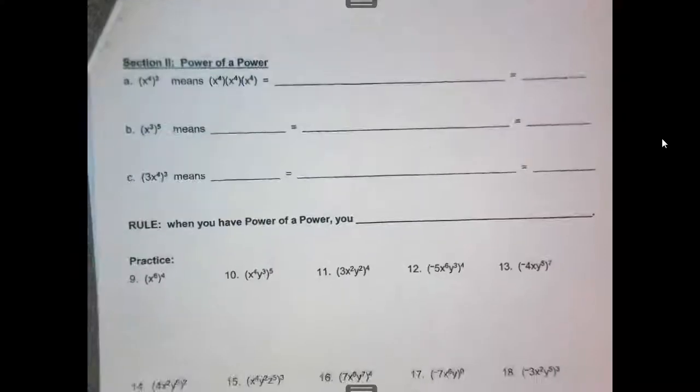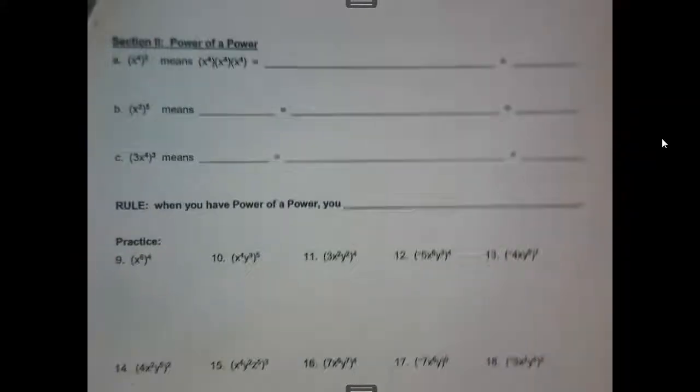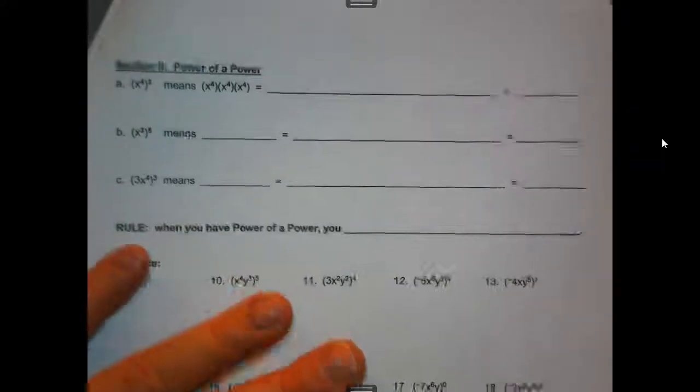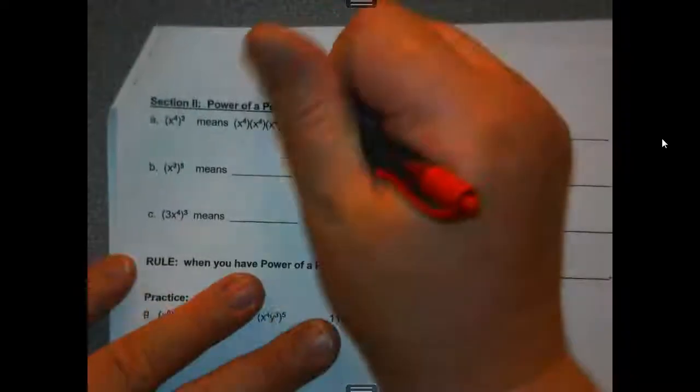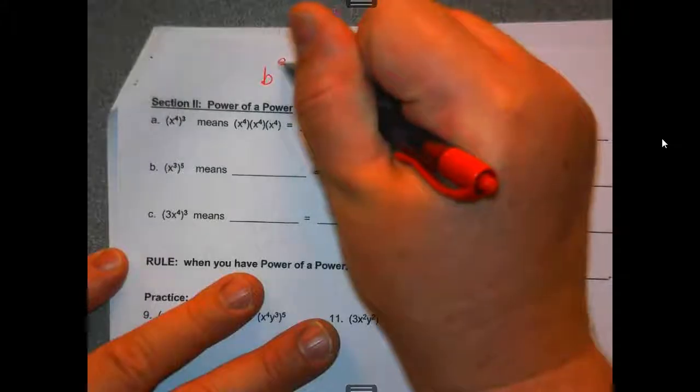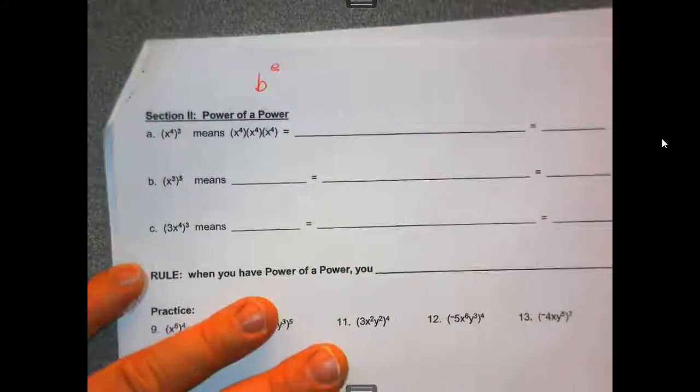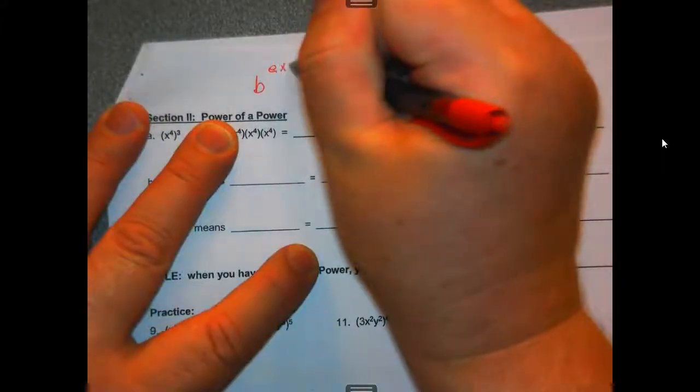Let's do power of a power. On your yellow note card, you're going to have these rules too. By the way, everybody know what a power is? It's a base raised to the exponent, right? That's a power. It's a base raised to the exponent.